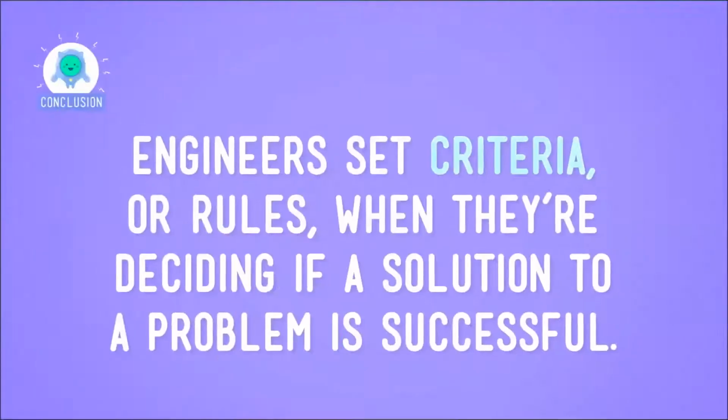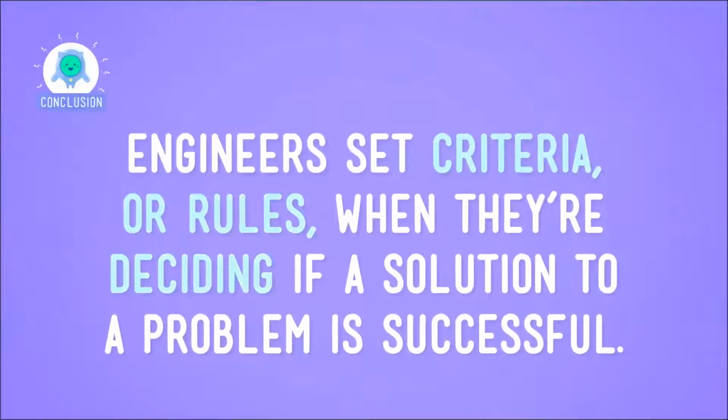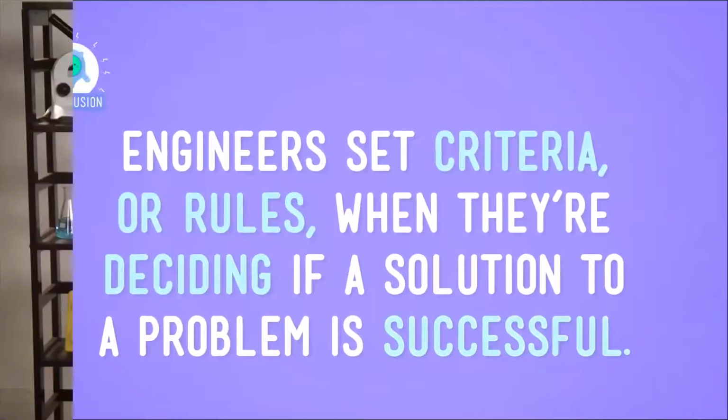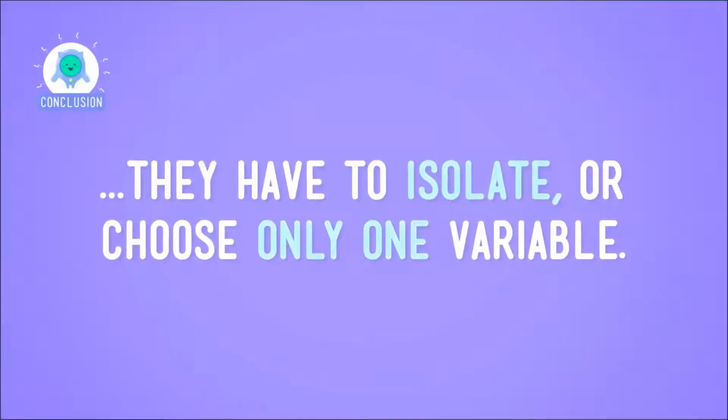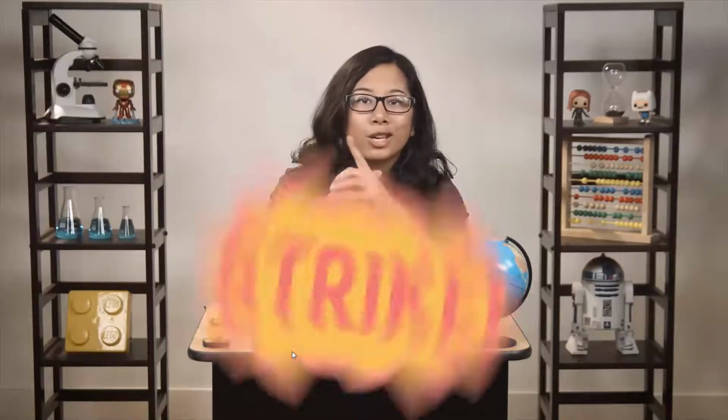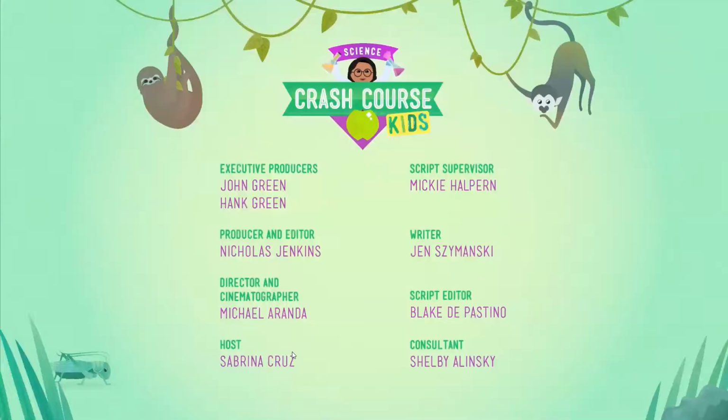So engineers set criteria, or rules, when they're deciding if a solution to a problem is successful. And to really know if a solution meets these criteria, they have to isolate or choose only one variable. Next time we'll see how they change that variable, and only that variable, between trials to test the solution thoroughly. If the solution meets the criteria, it's possibly on the path to being a huge success.